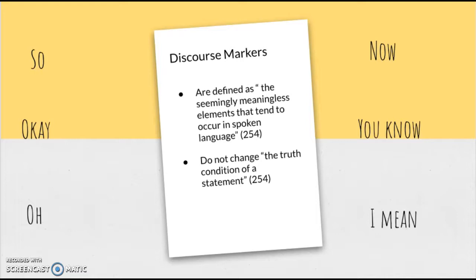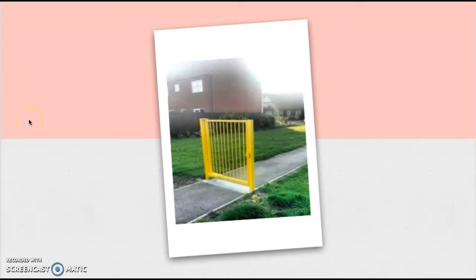Some examples of discourse markers that are commonly used in the English spoken language are so, okay, oh, now, and I mean. I found this picture on the internet, and I thought it was a perfect visual representation of what a discourse marker is. So obviously this fence is meaningless. You could easily just walk around it, but it does add something to the sidewalk. It makes it different than the other sidewalks.